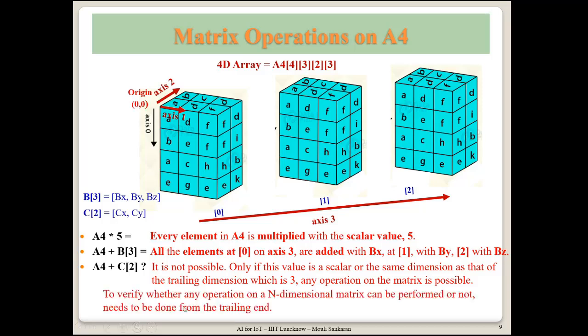To verify whether any operation on an n-dimensional matrix can be performed or not needs to be done from the trailing end. So now you understand that if I need to verify whether a given matrix is proper or not, I need to do it from the trailing end, because then only I can keep finding out how many are needed and how many are given. Then I can say that it's not possible. So this is how it has to be done.